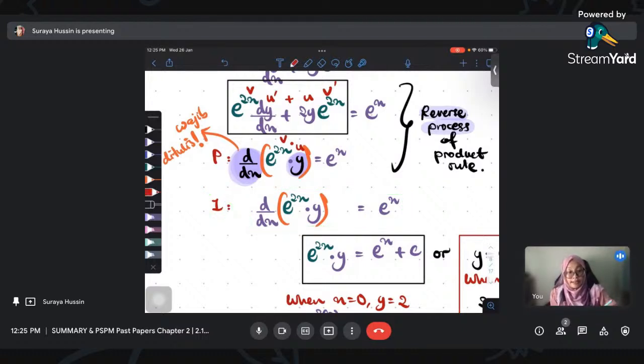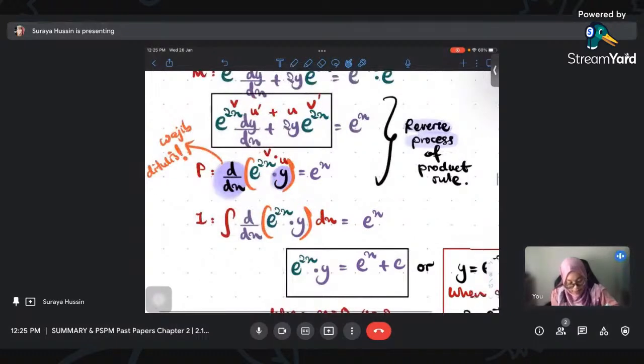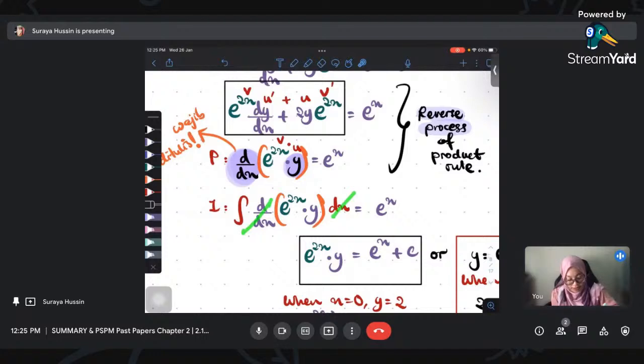Logik dia, kenapa kita nak integrate? Sebab kita nak cancelkan derivative dengan integration. Bila integration bertemu dengan differentiation, dia macam neutral balik tau. Dia neutral balik, dia tinggal dalam ni je. See? Dia macam differentiation bertemu dengan integration, disappeared. It disappeared and only left with this part. Dalam tu saja yang tinggal. Yang bawah ni, yang ni tak adalah bawa turun.